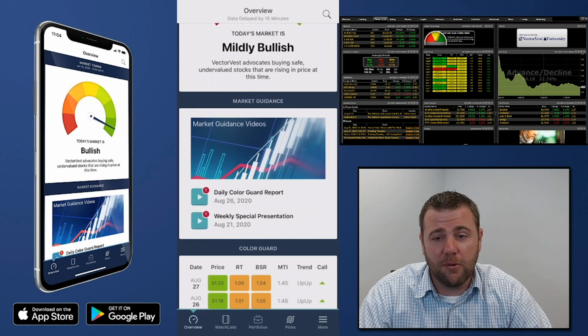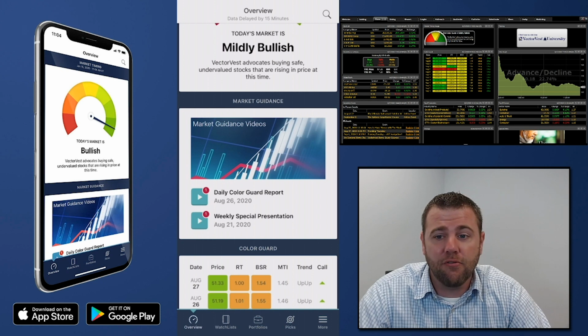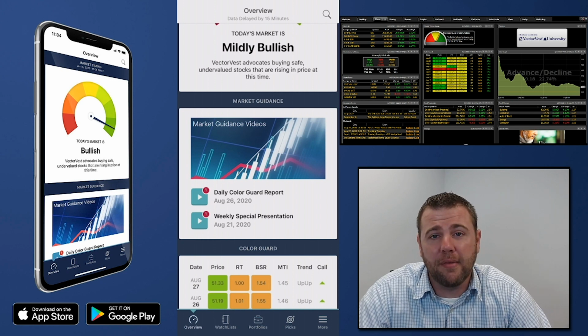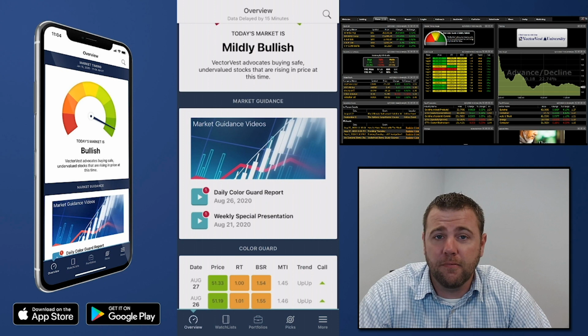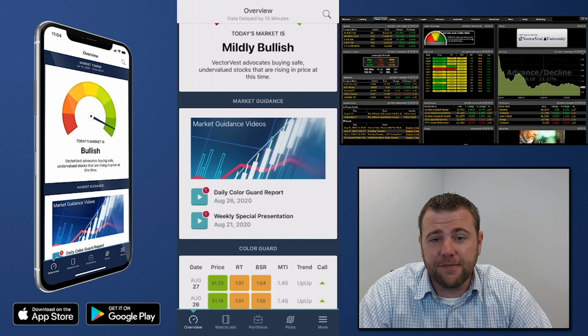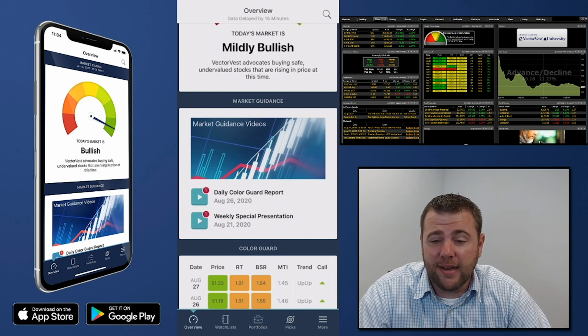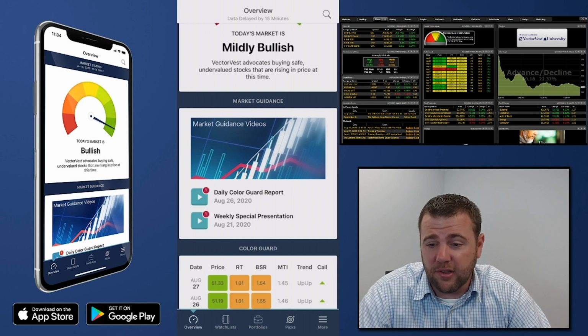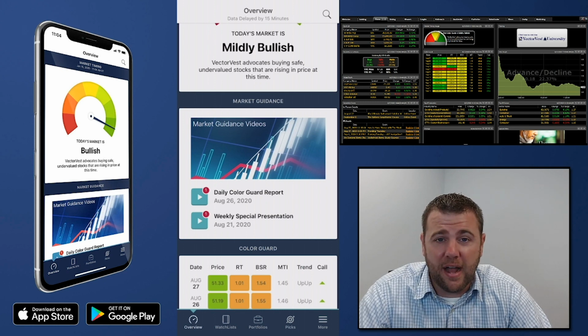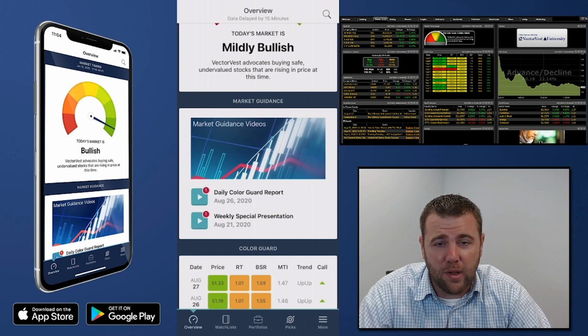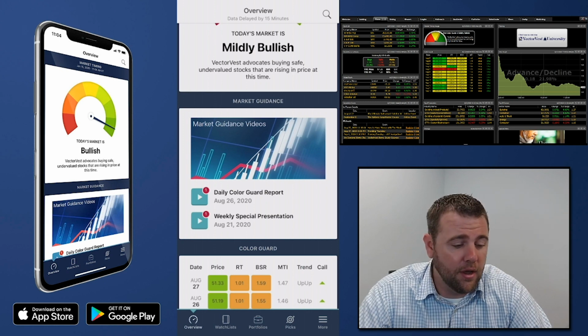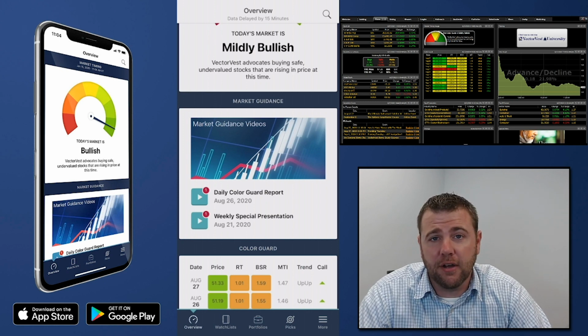The daily color guard report found right here on the homepage recaps everything that you need to know from that nightly video or that view section that we just looked at. So if you don't want to read the whole thing, just simply watch the 5 to 10 minute long video on a nightly basis, and that'll make sure that you stay up to date with what's going on. We talk about the 1 and 5 day Derby winners. If there's any changes or anything that we notice with them, we'll point that out as well. So you can always keep up to date with all of this here right from the homepage of the mobile app.